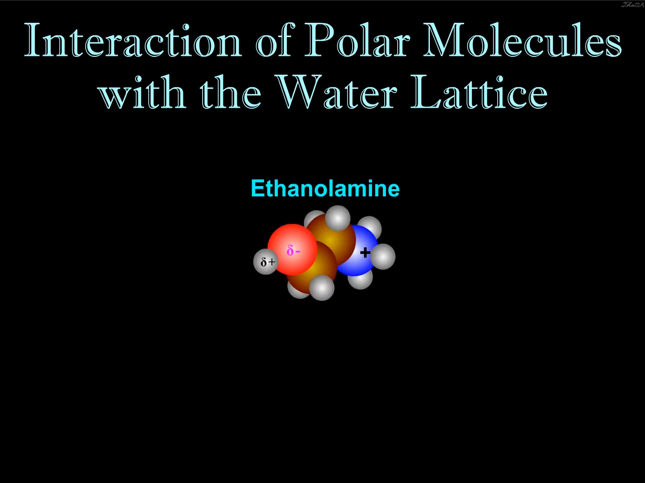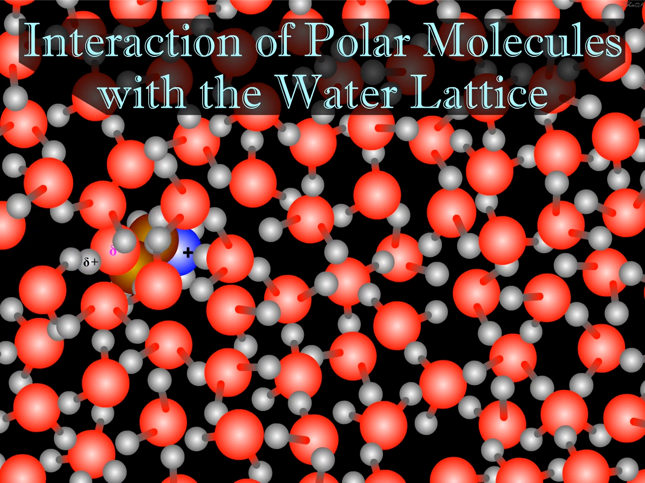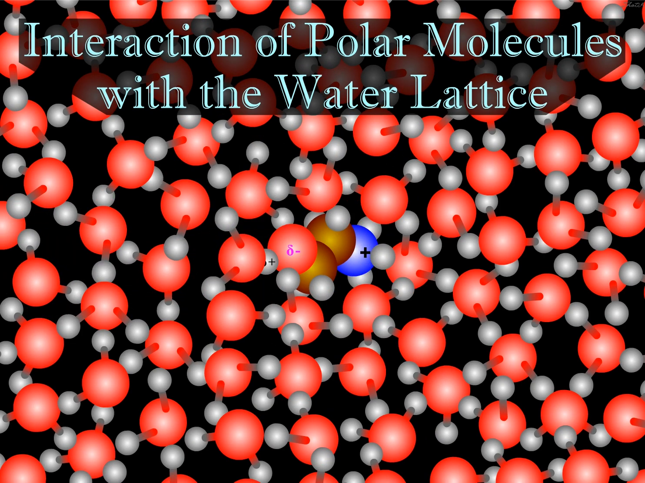Now the space-filling model of ethanolamine is displayed. Here is our ethanolamine in the water lattice. The polar compound interacts with the lattice. It does not disrupt it as a hydrocarbon would. Water's negative oxygens are attracted by the positive charges of the polar compound, while water's positive hydrogens bind negative charges. This is why polar compounds are water-soluble, hydrophilic. They integrate with the water lattice.